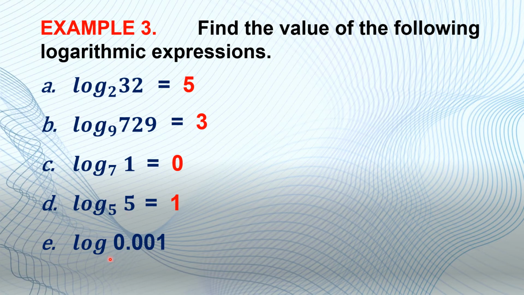And the last, logarithm of 0.001. We all know that if there's no written base, it is equal to 10. So our base here is 10. What will be the exponent of 10 to get 0.001? We have -3. So 10 raised to -3 is equal to 0.001.